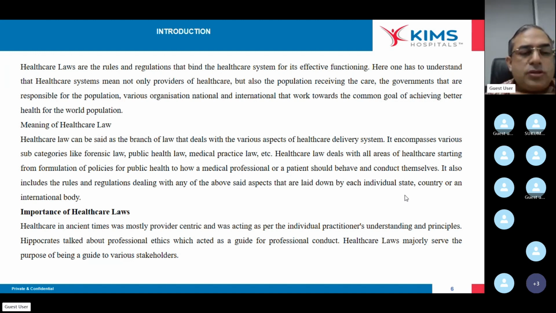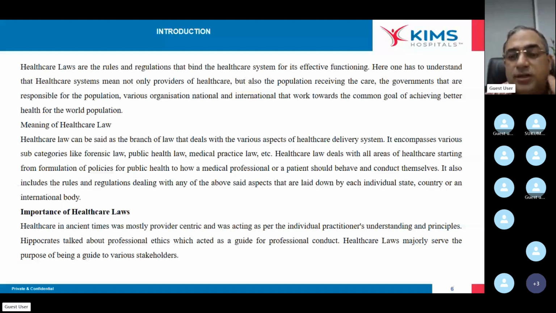So, importance of healthcare laws. Healthcare in ancient times was mostly provider centric and was acting as per the individual practitioner's understanding of the principles. Just listen to this carefully. In ancient times, healthcare was totally doctor driven. If the doctor does not want to see a patient, the patient will not be allowed to see the doctor, or the doctor will just refuse and go away.